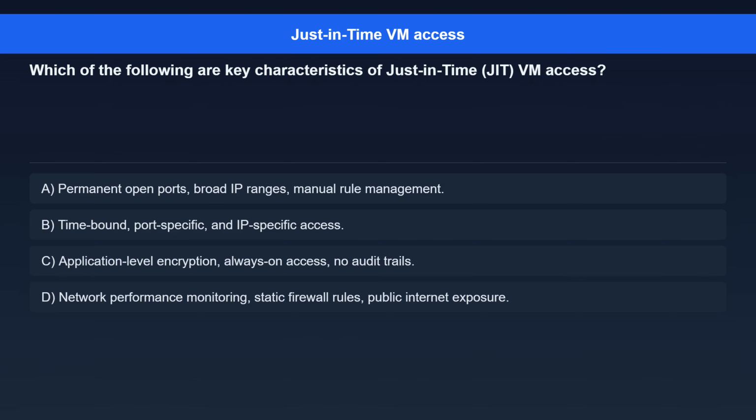Question 6. Which of the following are key characteristics of just-in-time (JIT) VM access? Option A, permanent open ports, broad IP ranges, manual rule management. Option B, time-bound, port-specific, and IP-specific access. Option C, application-level encryption, always-on access, no audit trails. Option D, network performance monitoring, static firewall rules, public internet exposure.